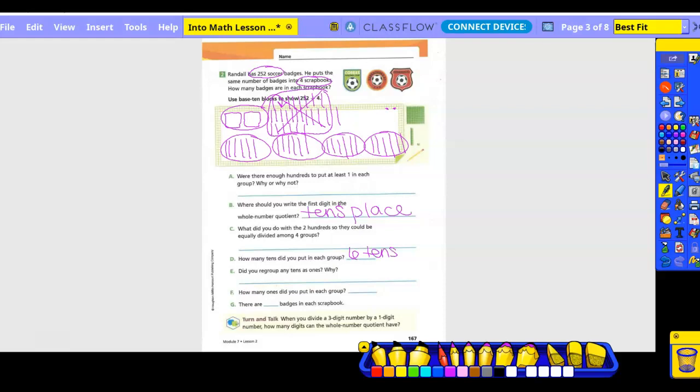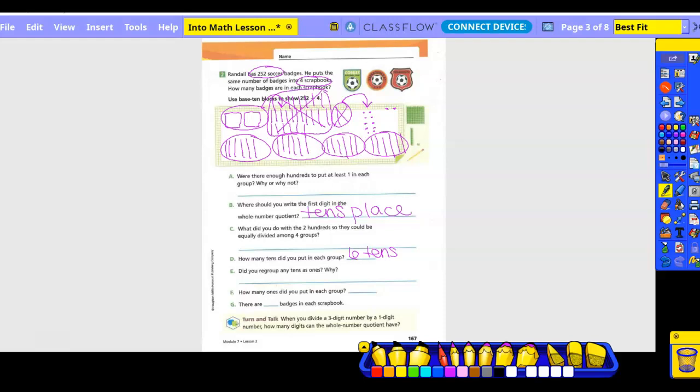Did you regroup any tens as ones? Are we going to have to do that? Yes, because we only have, I'm going to circle, draw an arrow, then mark it off, then 1, 2, 3, 4, 5, 6, 7, 8, 9, 10. So how many total do I have now of ones? 10. We have the 10 plus 2, so 12, right? Okay, so on E, did you regroup any tens? We did, right? Because we couldn't put them evenly in there, so we moved them to ones.